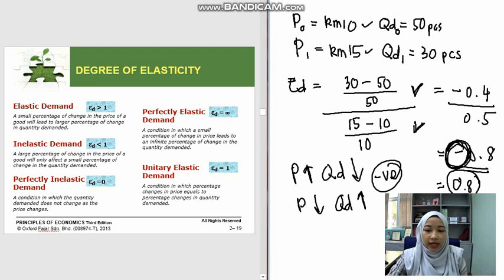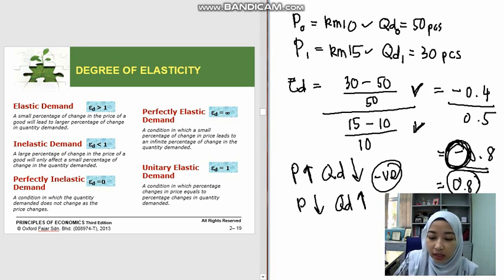These are the measures, the indicators, of how we can tell whether the demand for a product is elastic, inelastic, perfectly inelastic, perfectly elastic, or unitary elastic. So we have 5 situations here. The first one is elastic demand. Let's say your answer is more than 1. When your answer is more than 1, it shows that the demand is elastic, meaning consumers are very responsive towards the change in the price of that particular product.